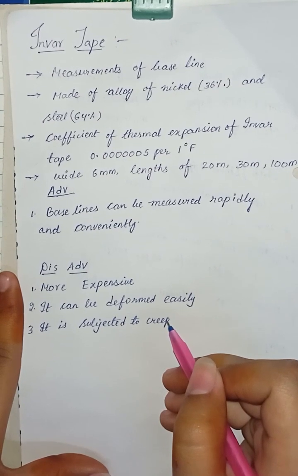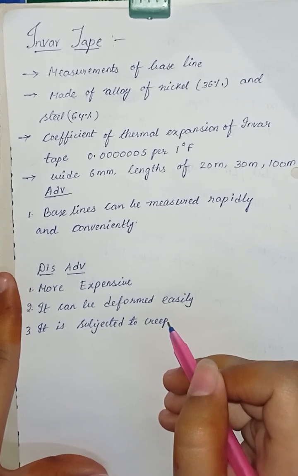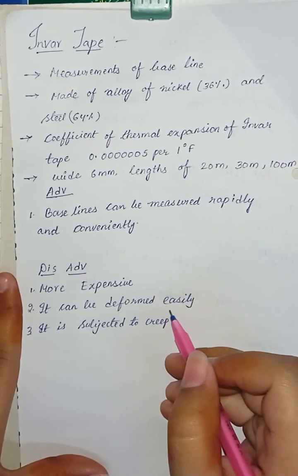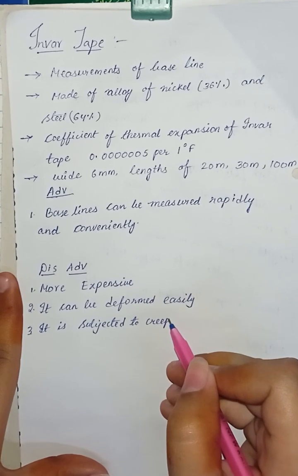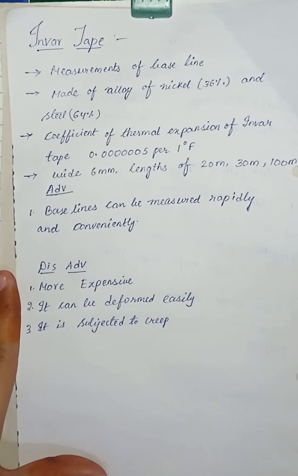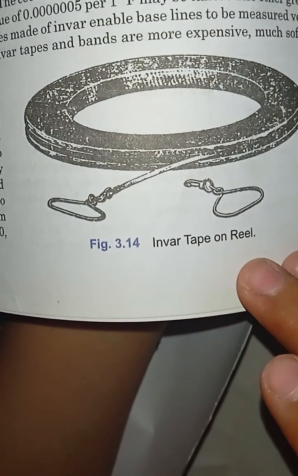Its coefficient of thermal expansion also goes on changing. It is therefore very essential to determine length and coefficient of thermal expansion from time to time. The Invar tapes are normally 6 mm wide and are available in lengths of 20, 30 and 100 meters. So you can see in this figure, this is the figure of the Invar tape.